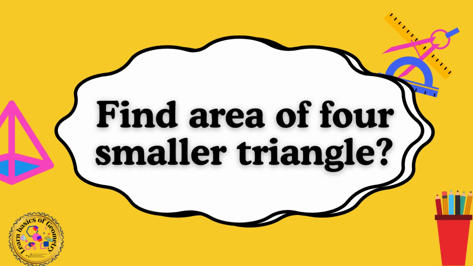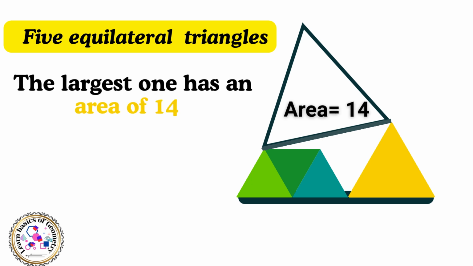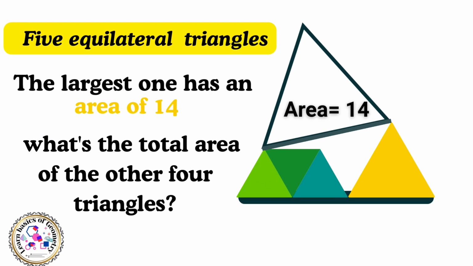Hey guys, this looks like a fun one. We are given 5 equilateral triangles. The largest one has an area of 14, and the question is asking, what is the total area of the other 4 triangles? If you want to try it on your own, pause it right now because I am going to solve it in 3, 2, 1.